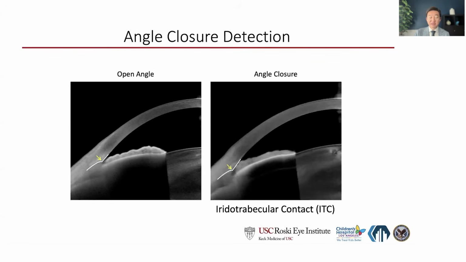Here is a representative image of an angle sector with angle closure. Again, the scleral spur is marked with the yellow arrow, and we can see that anterior to this point, there is contact between the anterior iris surface and the angle surface, which indicates the presence of angle closure, or iridotrabecular contact, which defines angle closure in AS-OCT images.